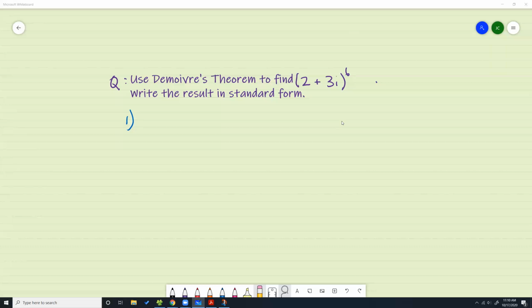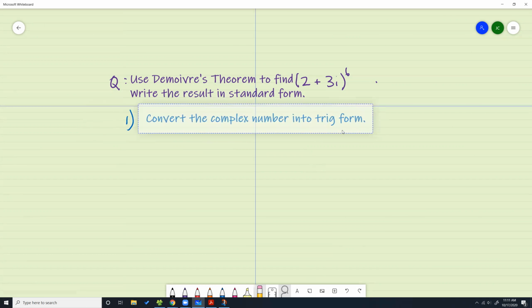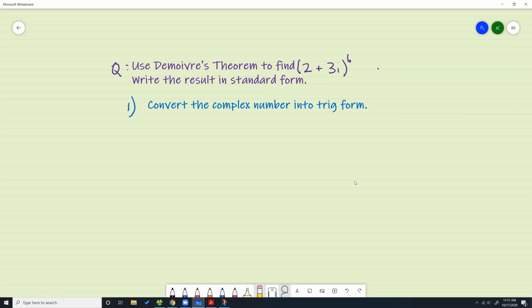Okay, so we're going to learn how to use DeMoivre's theorem to solve this basically. The first thing you want to do for these kind of problems is to convert the complex number. The way to do that is you have to first graph that number on a complex plane. And basically, the x-axis is the real component and the y-axis is the imaginary.